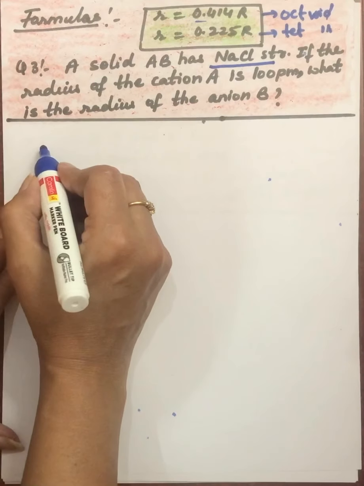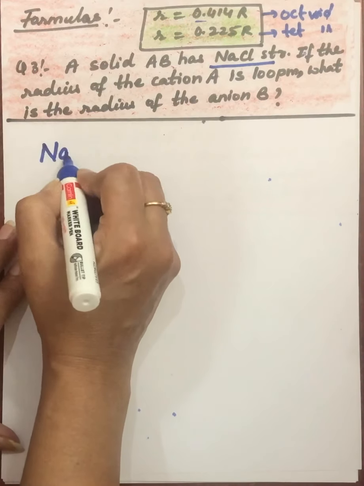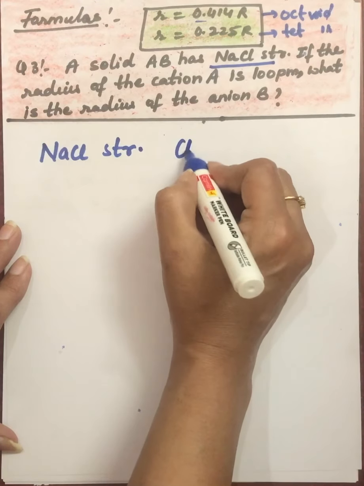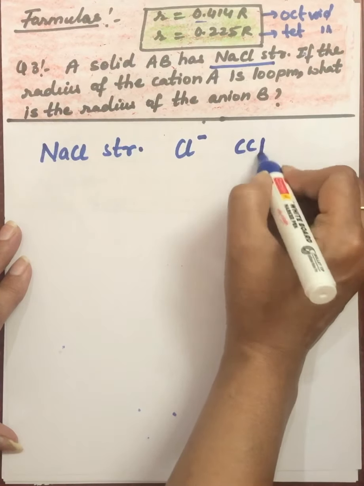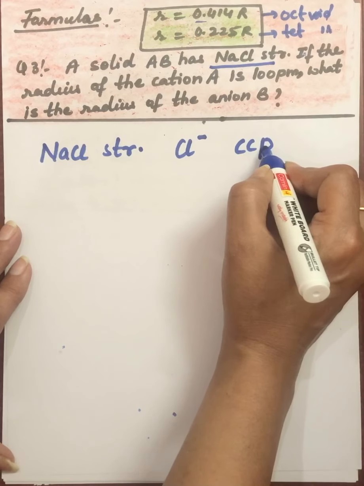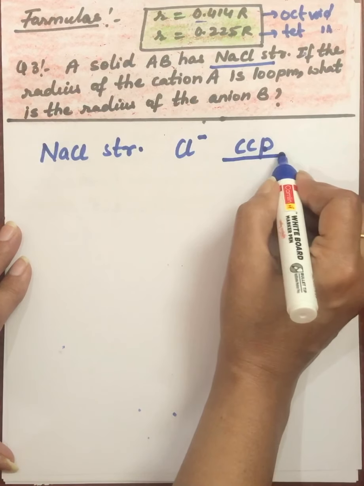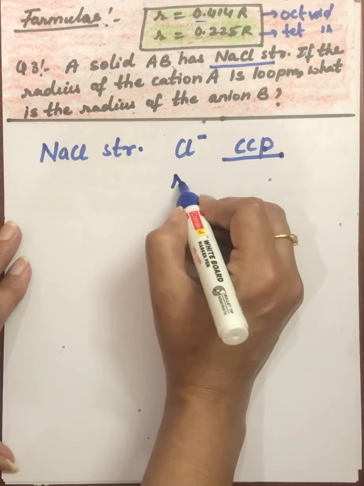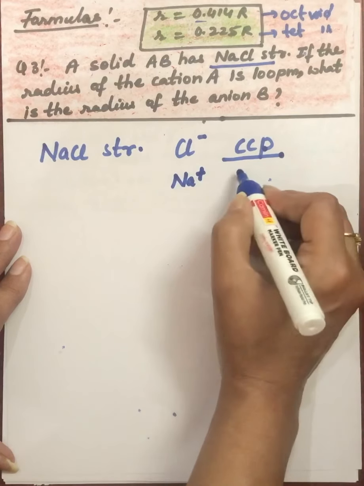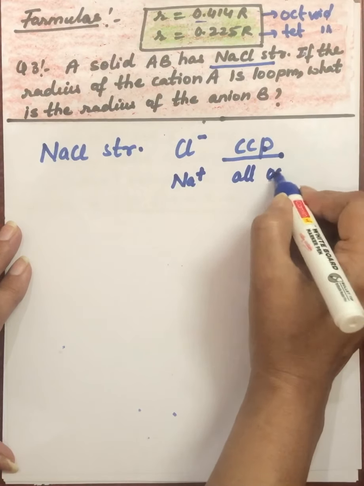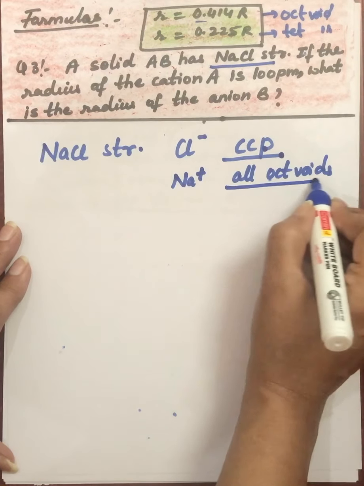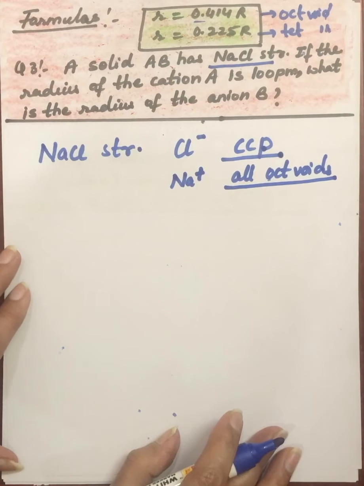Now, for this we should know what kind of structure NaCl has. In this, Cl minus particles are present in a close-packed arrangement. So when we have a close-packed arrangement, there will be octahedral voids and tetrahedral voids. But Na plus occupies all the octahedral voids. The tetrahedral voids will remain empty in this NaCl structure.